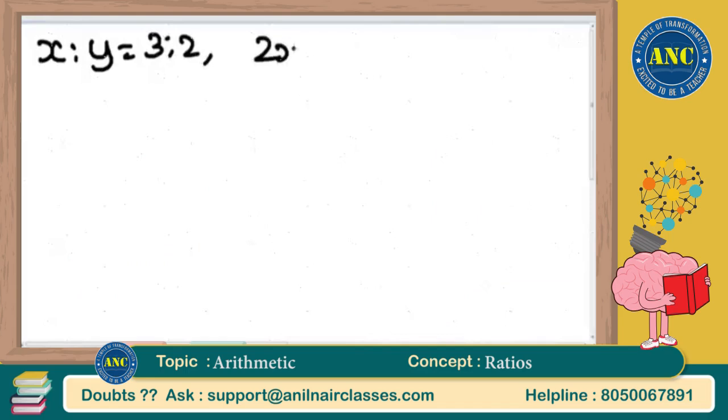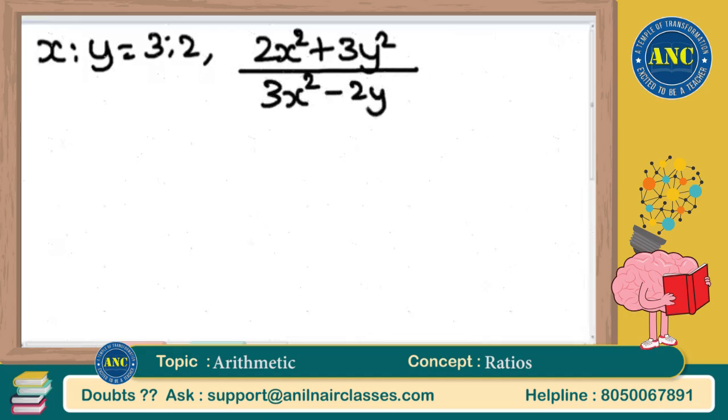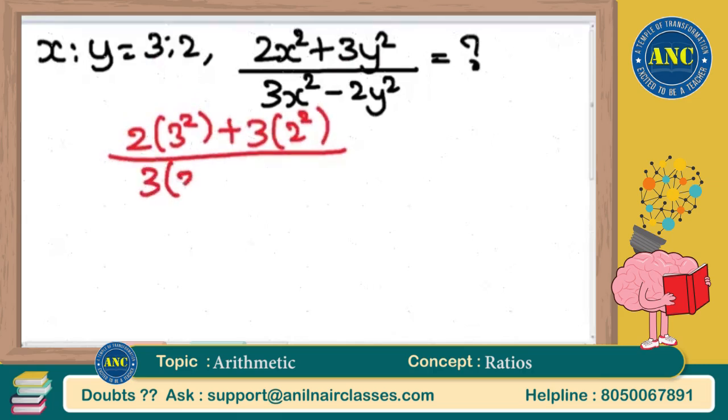X is to Y is 3 is to 2. Find the value of 2x square plus 3y square divided by 3x square minus 2y square. Now, this is similar to the first question I solved. Same logic. Instead of taking y square or x square common and wasting our time, just substitute values directly. It is 2 into 3 square plus 3 into 2 square divided by 3 into 3 square minus 2 into 2 square. When you simplify, you will get 30 by 19.